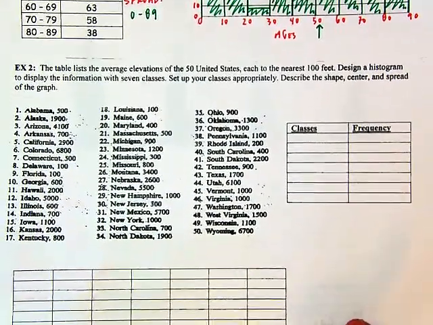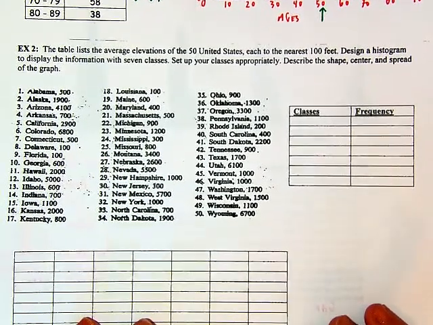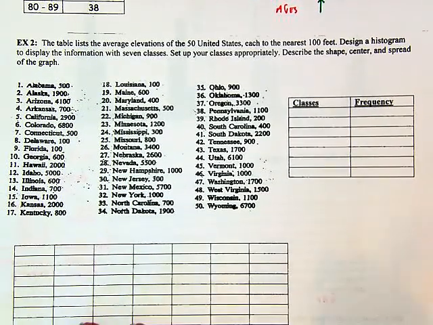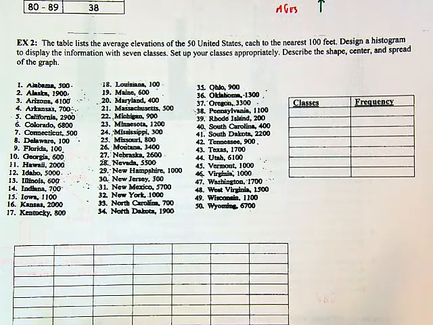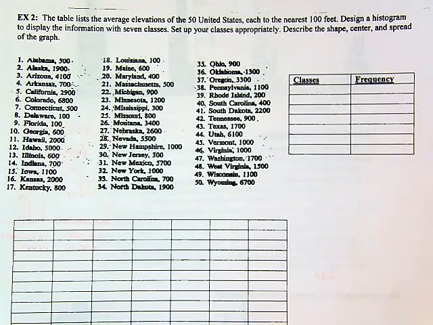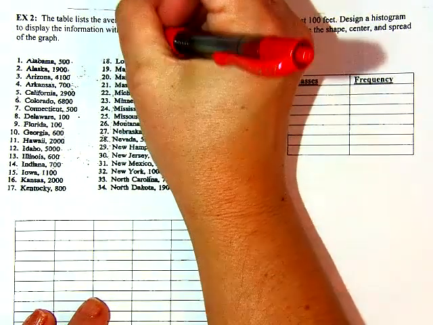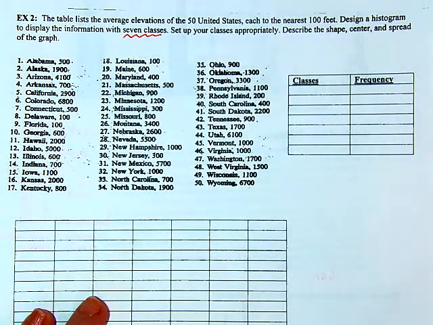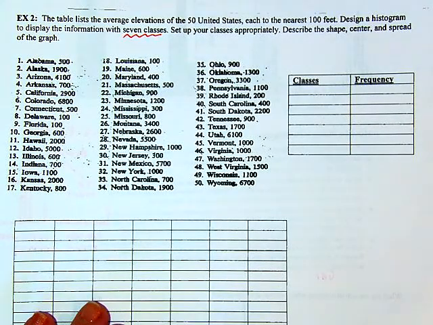All right, so example 2. Example 2, we're given this table that shows the average elevation of the 50 United States, each to the nearest 100 feet. Design a histogram to display the information with 7 classes. So we're told make it 7 classes. Set up your classes appropriately.